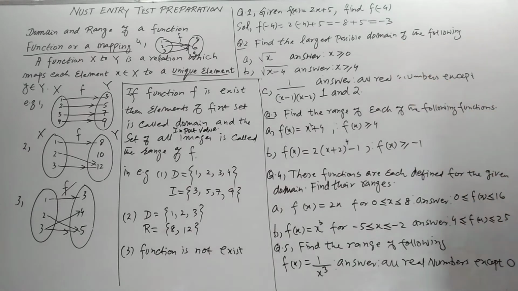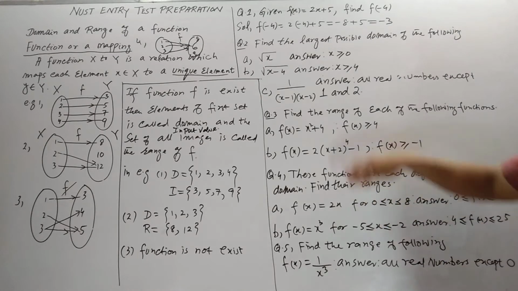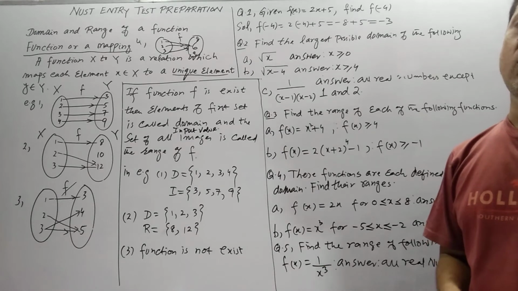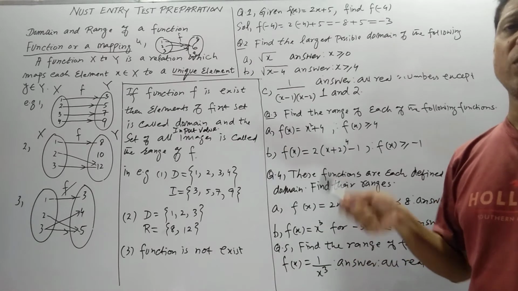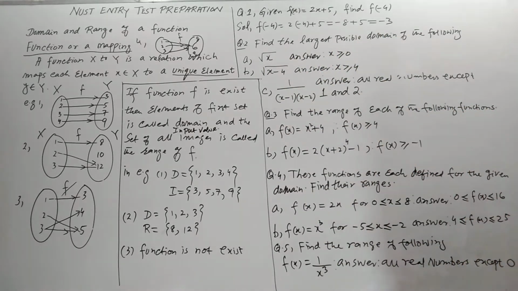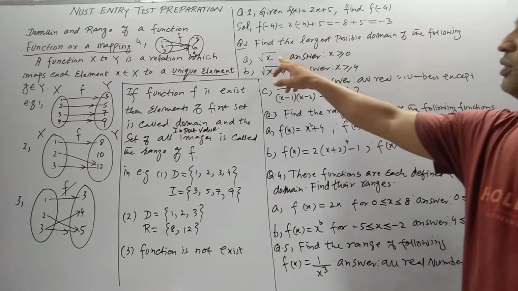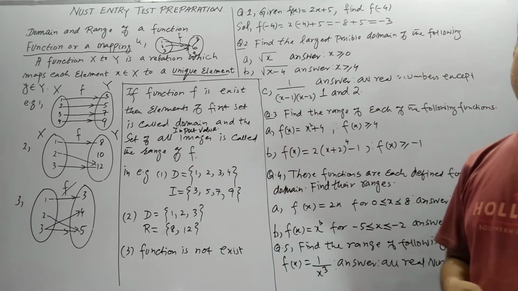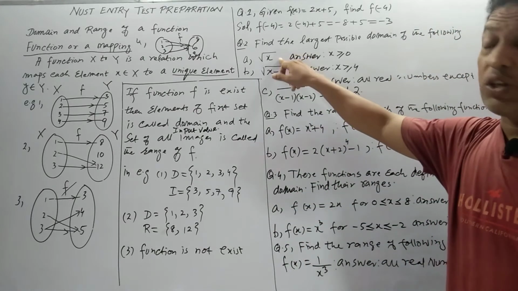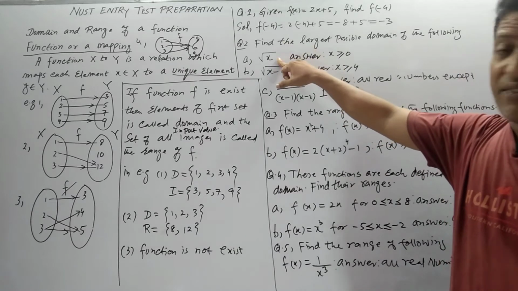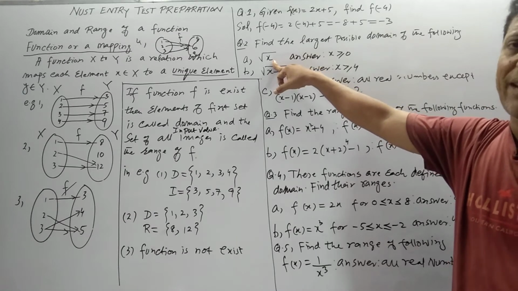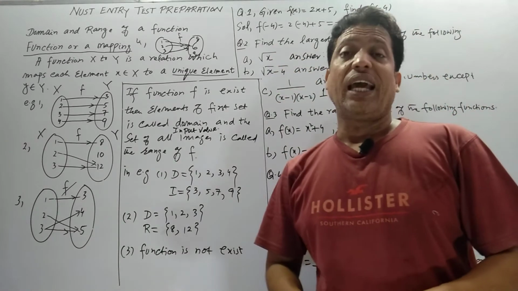Okay, student. Now another important question is: find the largest possible domain of the following. Largest possible domain means include all the possible domains. This is the square root of x. How many values can we put? 0, yes, because the square root of 0 is possible. The square root of 0 is 0. Can we put 1? Yes, because the square root of 1 is 1. Can we put 2? Can we put 3? Can we put 100? Can we put 1000?